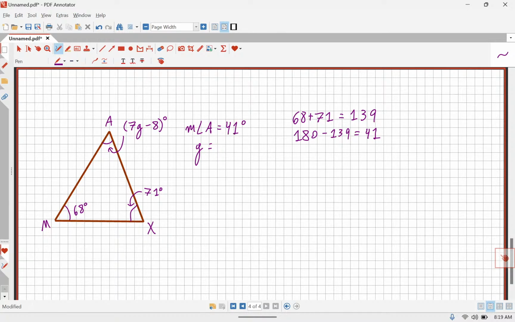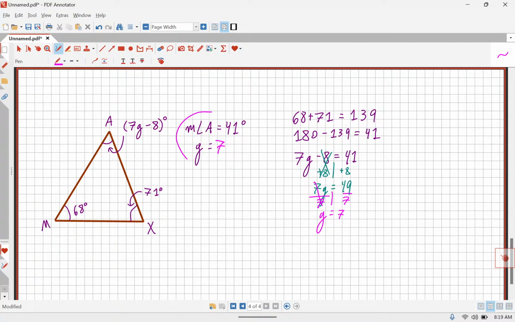How did you set up an equation to find out what G was? Beautiful. And then what'd you do to solve that? Go ahead and take us home. Equals 49. Beautiful. And then we get G equals 7.